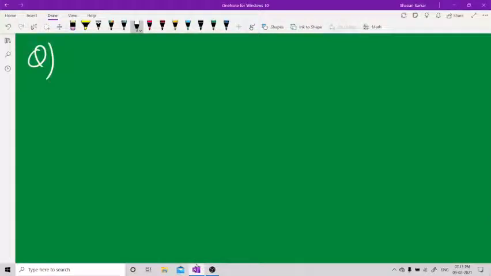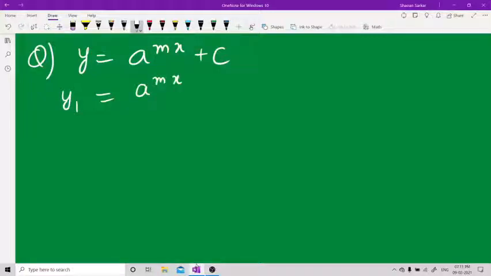y is equal to a to the power of mx plus c. Or the first derivative: y1 is a to the power of mx into m log a.